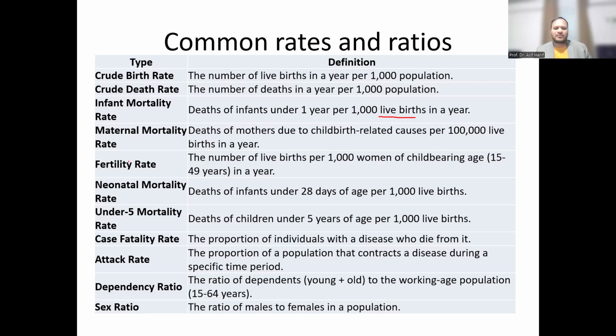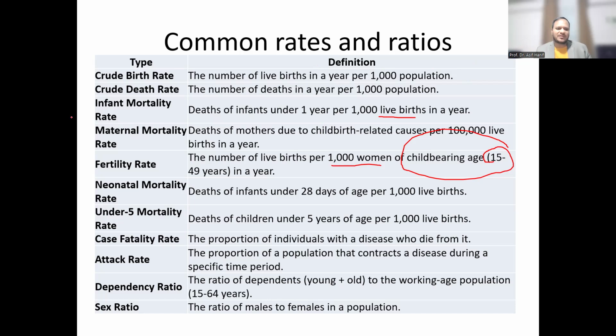Fertility rate: the number of live births per 1,000 women, because it is now fertility, the number of live births per 1,000 women of childbearing age. Childbearing age is usually considered as 15 to 49 years. So the difference between crude birth rate and fertility rate: the crude birth rate is the live births per 1,000 population, while fertility is the number of live births per 1,000 women of childbearing age from 15 to 49 years.